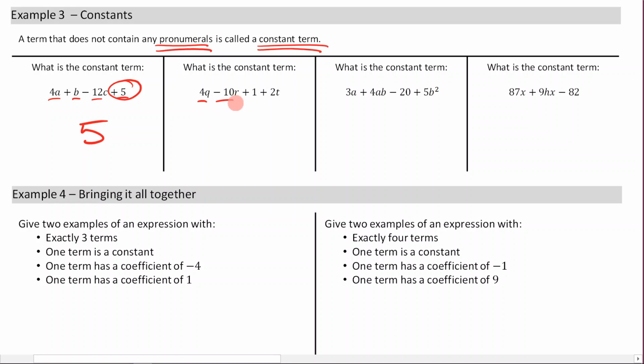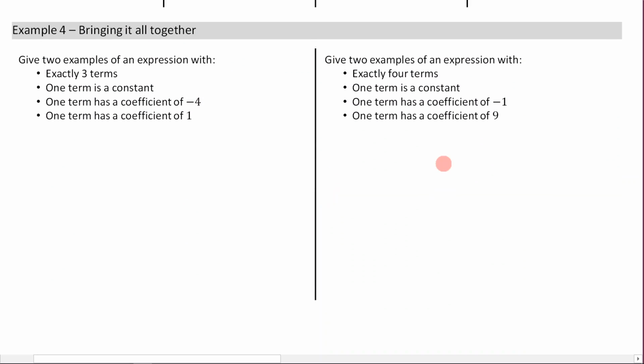For this one, what is it going to be? Well, I have 4q minus 10r plus 1 plus 2t. What term there doesn't have any pronumerals? It's 1. So that means 1 is my constant term. Let's come over here. I have 3a, 4ab minus 20, 5b squared. So for this one, and this is the important part here, it's quite clear that the one that does not have any pronumerals is here, but you always have to include the sign in front of it. So that means it's going to be minus 20 or negative 20. And then the last one here is going to be this one right here, negative 82.